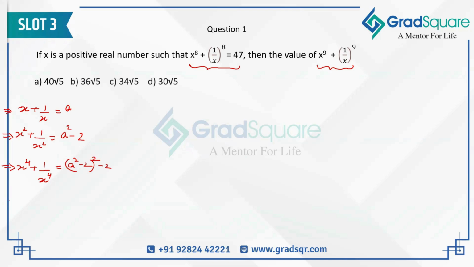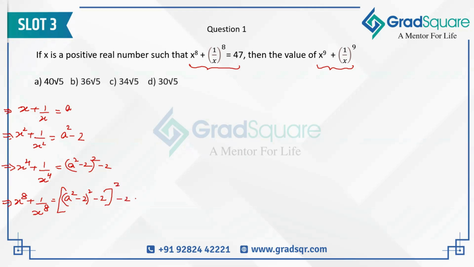Now, if you take x power 4 plus 1 by x power 4 and you square that, you are going to get x power 8 plus 1 by x power 8. Again, you will get a term 2 over here, but I'm not writing it over here, and I'm going to write it on the other side. So a square minus 2, square of this, minus of 2, square this side, and subtract a 2 from this.